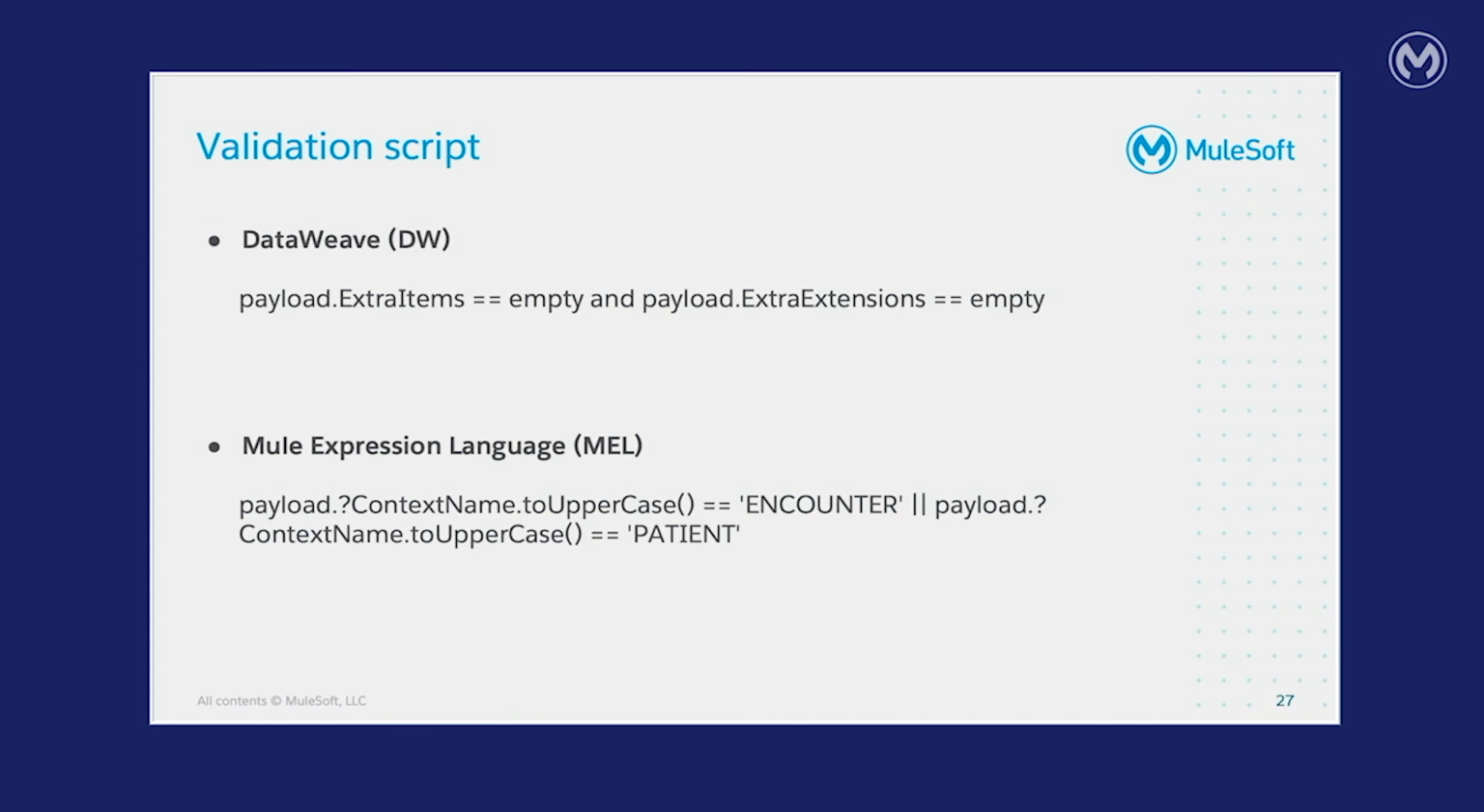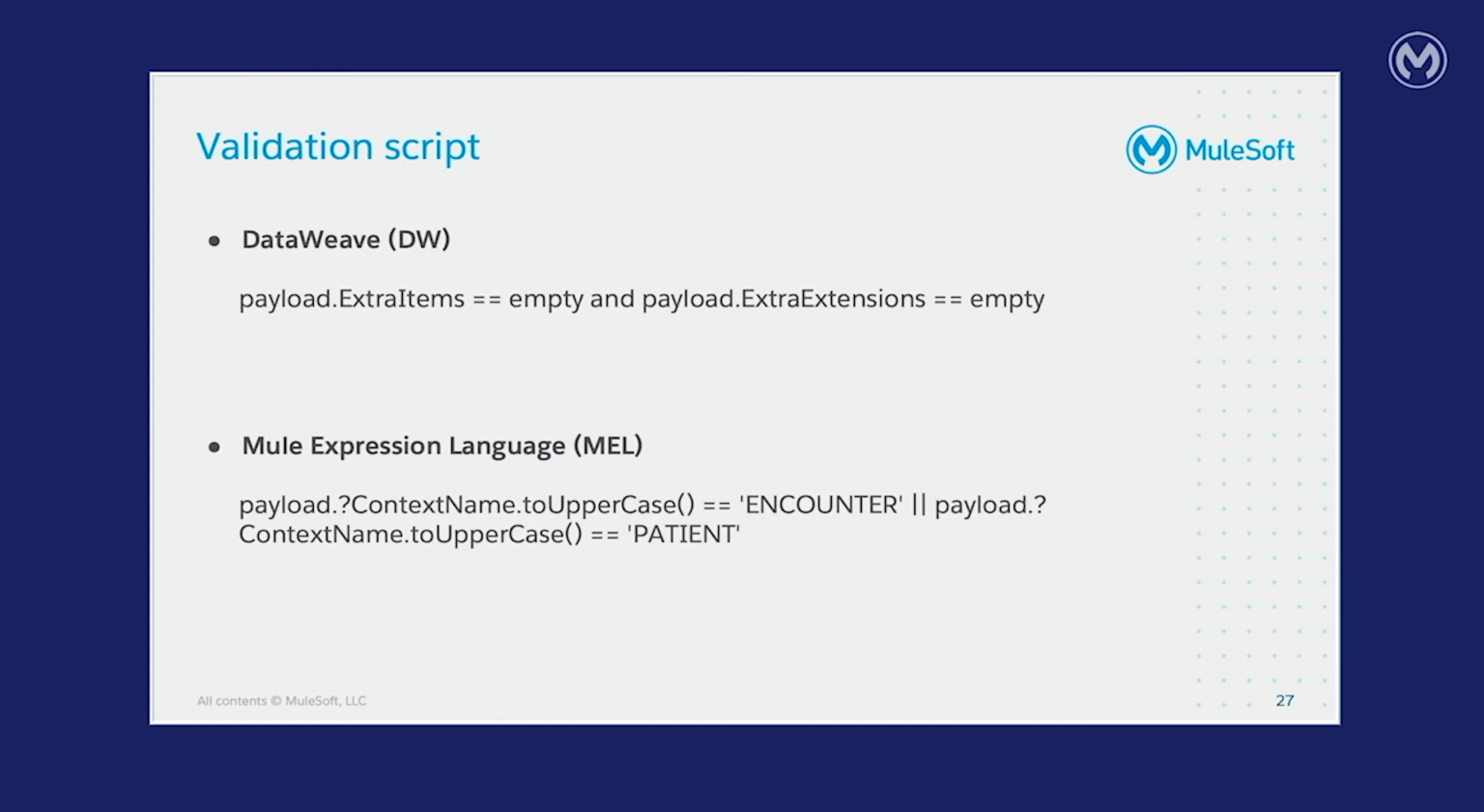Here is a sample validation script. The first one is a sample DataWeave script. I'm showing a very simple script here, but DataWeave is very powerful. You can do more complex things than what I'm showing here. The first one is that for the particular client to whom these data validation rules are applied, they cannot use extra items or extra extensions. That should be empty when they call this particular API.